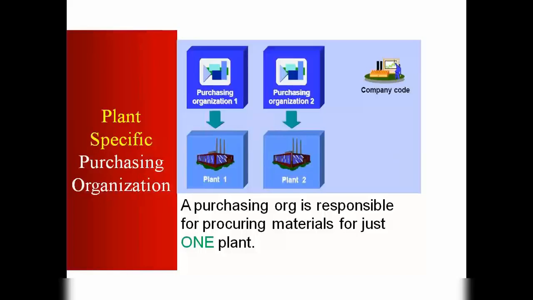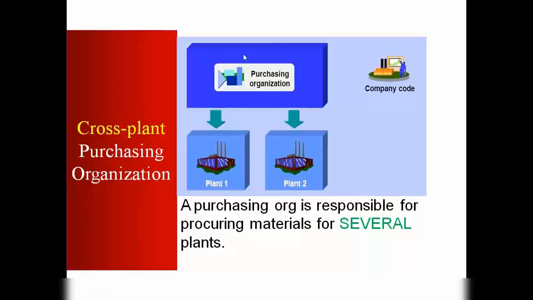The second one is cross plant. As the name says, cross plant means a purchasing org is responsible for procuring materials for several plants, or more than one plant. Here you can see there's only one purchasing organization, as in the example I gave before, one centralized purchasing organization responsible for procurement for all the plants: plant 1, plant 2, or maybe third and fourth as well. That's cross plant purchasing organization. So the first one was plant specific, and now cross plant, where one can be responsible for procuring material for several plants.